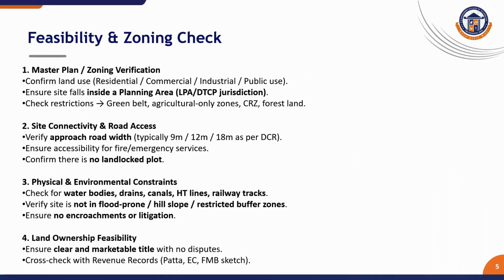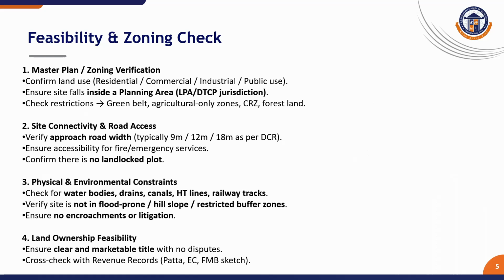Before any application, a thorough feasibility and zoning check is paramount. This involves four key checks. First, master plan or zoning verification. We must confirm the designated land use, whether it is residential, commercial, or industrial, and ensure the site falls inside the planning area under DTCP jurisdiction. We must also check for any restrictions like green belts, agriculture only zones, or coastal regulation zones.